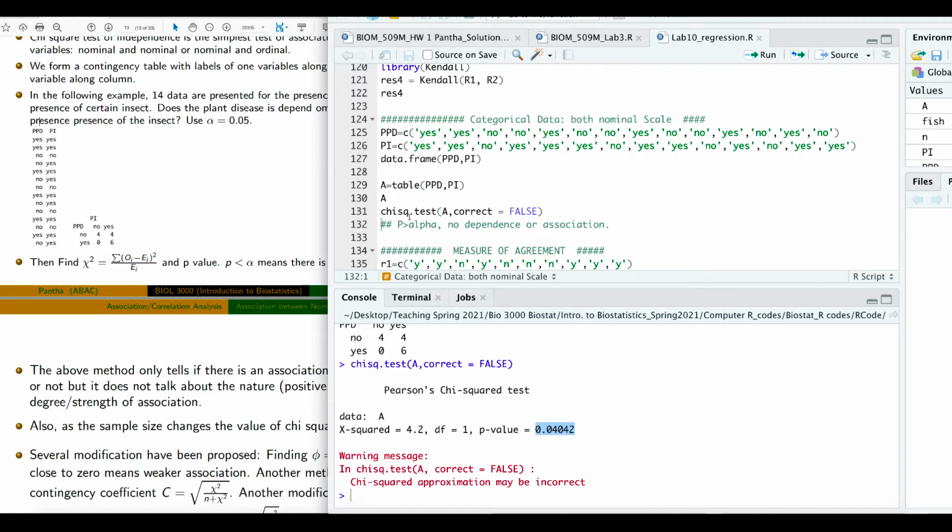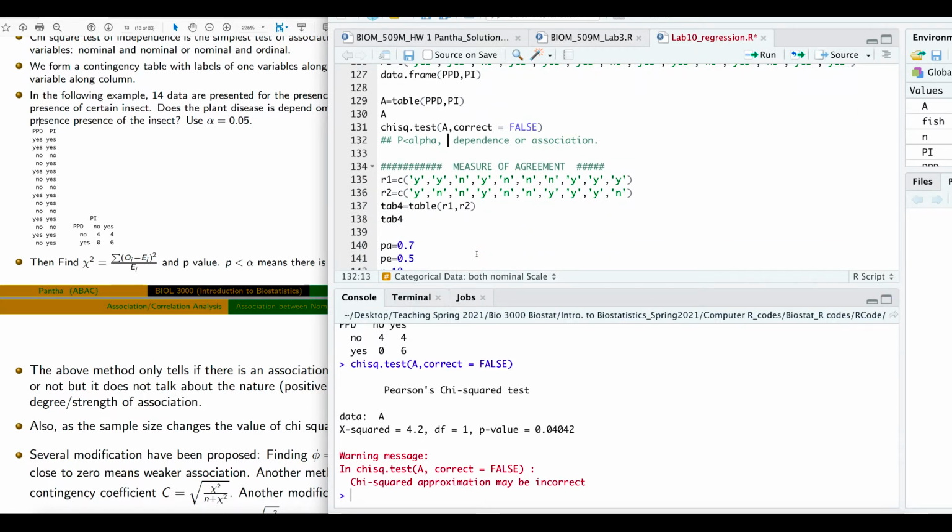So the p-value here is less than alpha, meaning that there is dependence. There is dependence or association between those two, meaning that if an insect is present, then plant disease is present. That's what you can say here. All right, so this is what you get here.